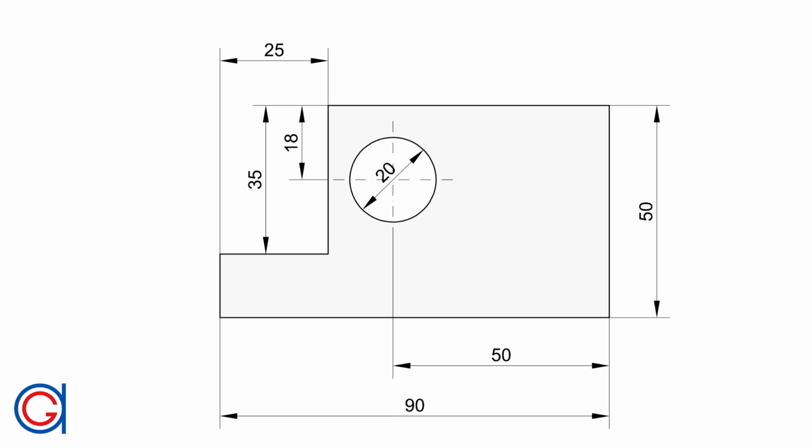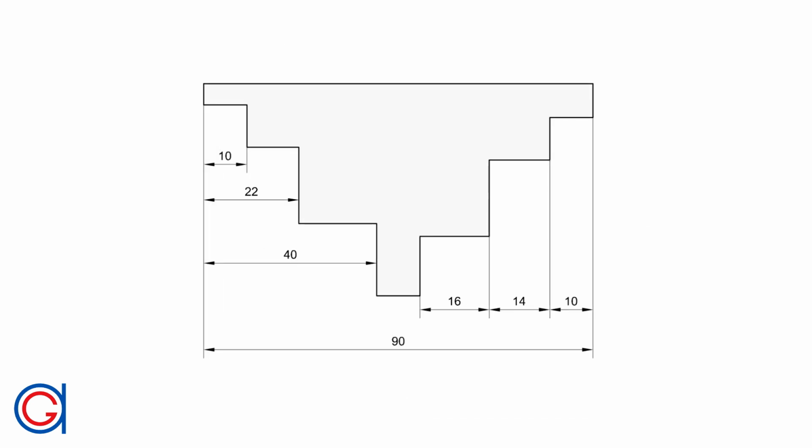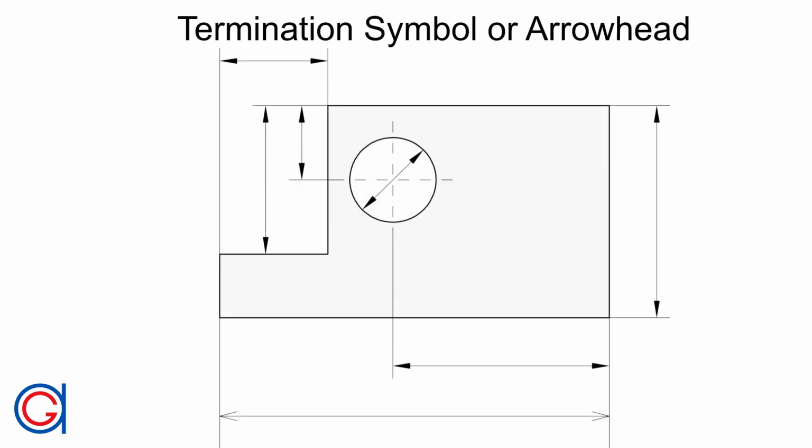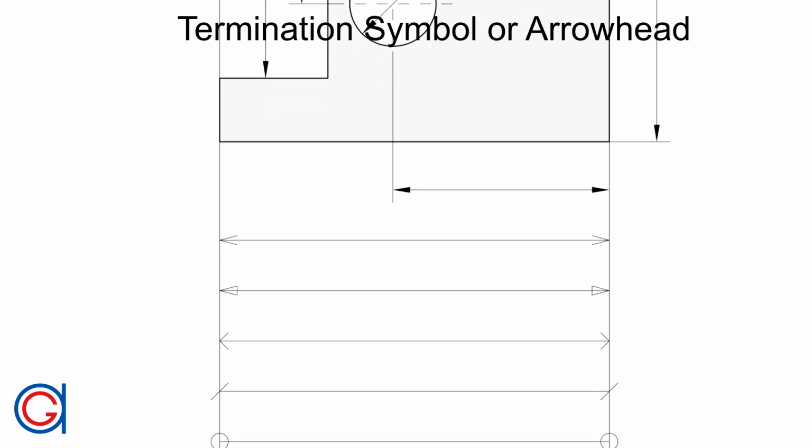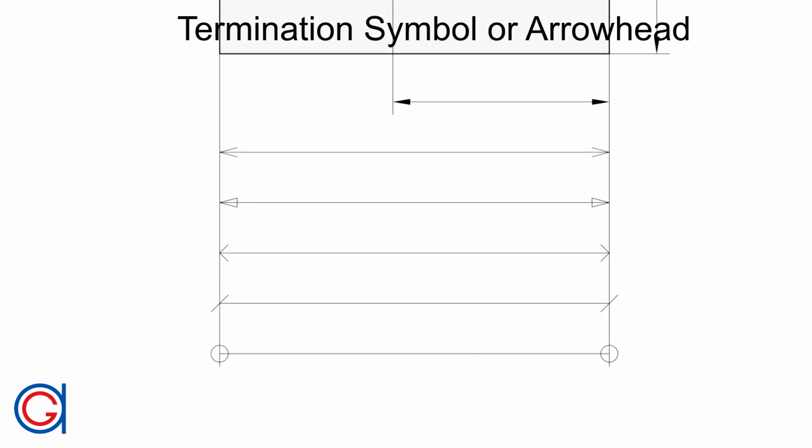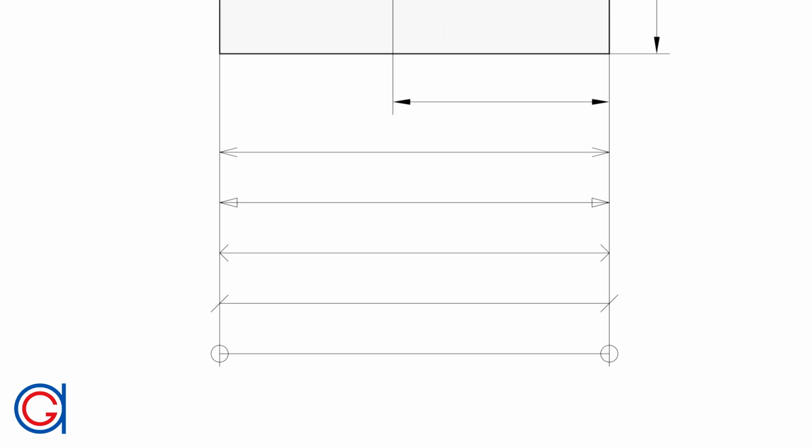Hello, today we are going to learn basic fundamentals of how to dimension an architectural, engineering or technical drawing. There are many ways to represent the termination symbol or arrowhead. In our video, we use a filled in black color arrowhead at approximately 30 degrees angle, but there are many other ways to represent the termination symbols as shown here.